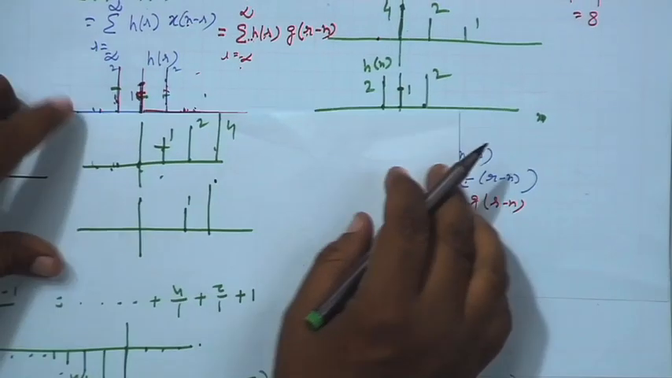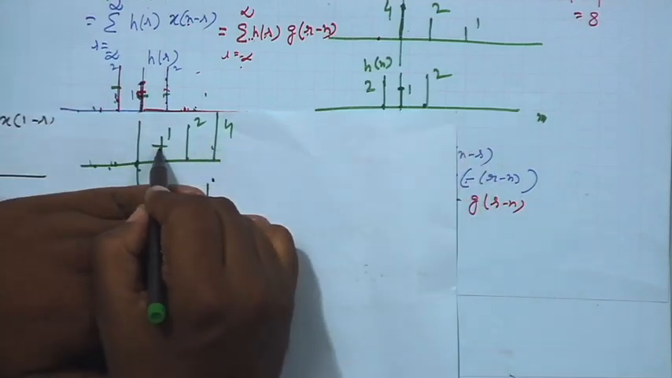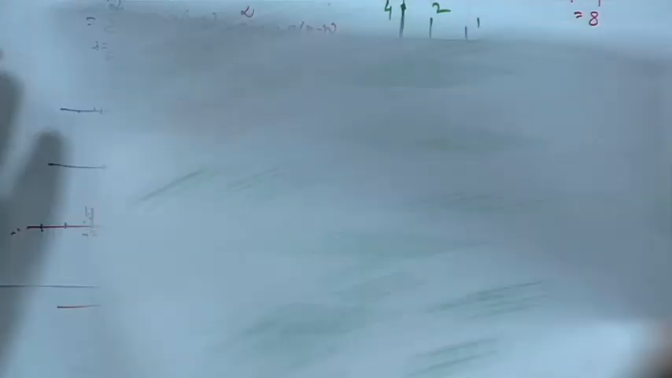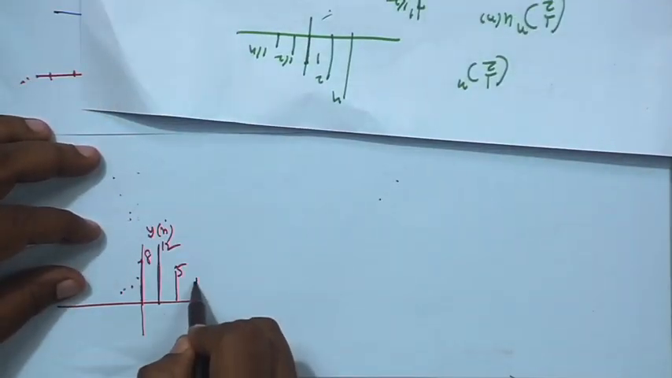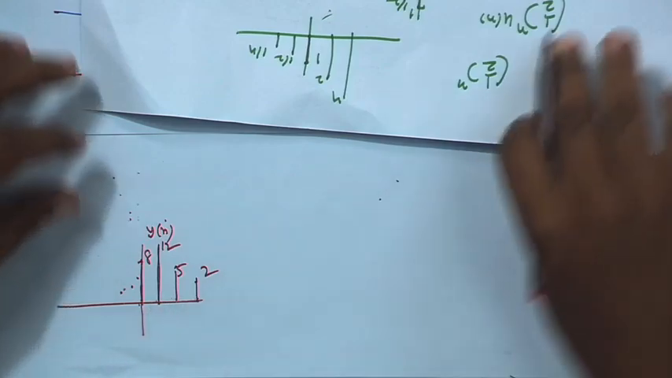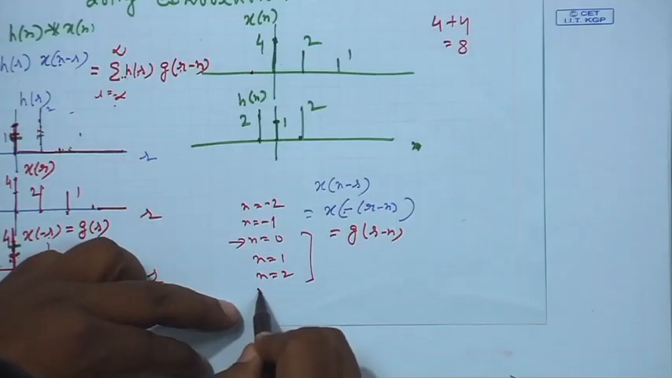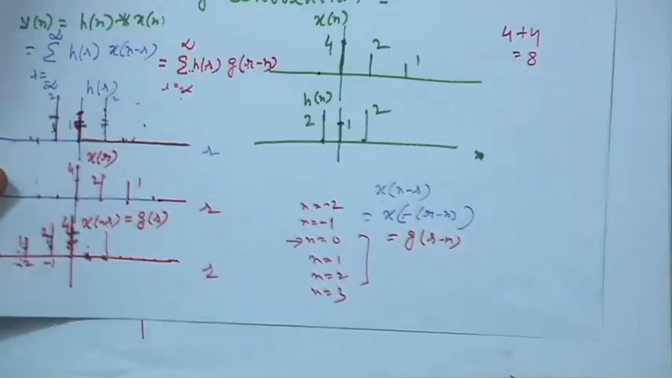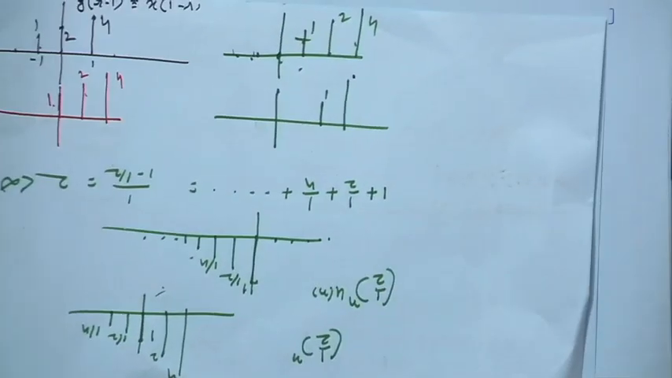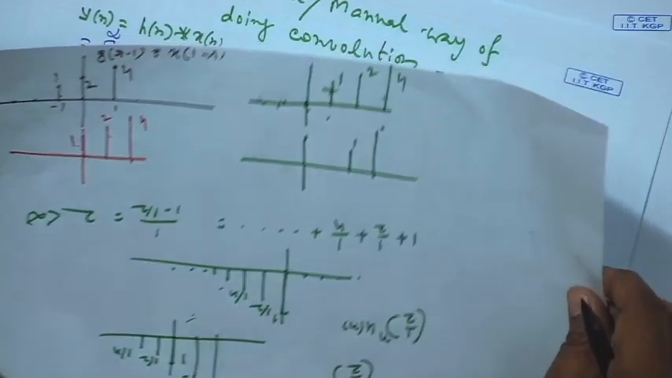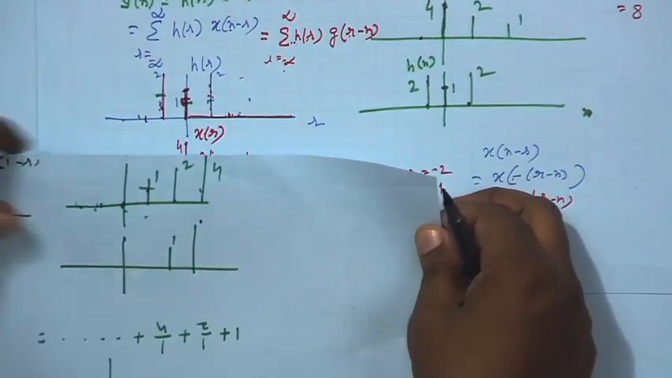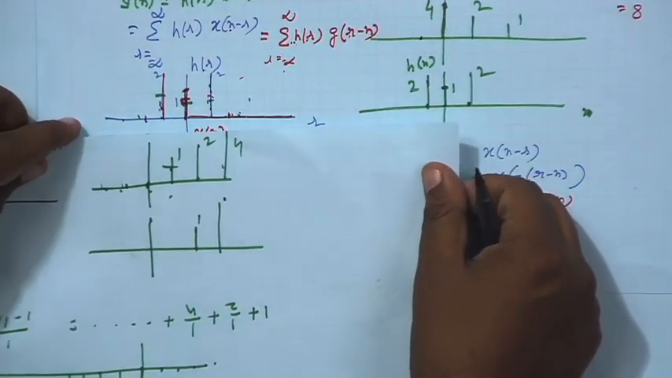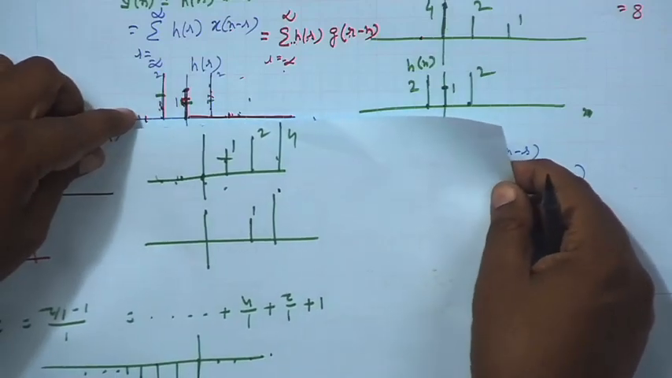Before that, let me complete this. When for this case it is 1 into 2 only, that means here it is just 2, for 0, 1, 2, 3. So, for n equal to 3 also we found the value is 2, but if I go for n equal to 4, then what will happen? This 1 will move here.